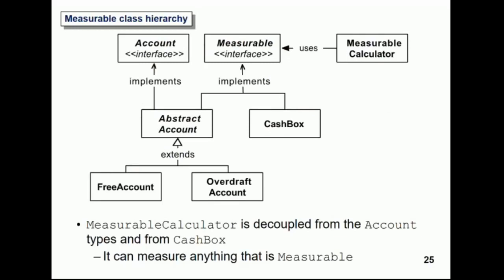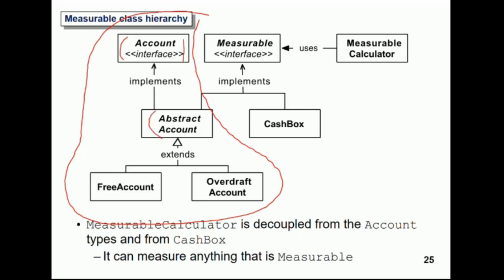So yeah, we end up with this overall class hierarchy. So this is our accounts, our bank accounts. Our account interface, I've got our abstract account, which implements the accounts, but it also implements measurable. Therefore, everything from abstract account downwards implements measurable, so it has that behavior of being measurable. But notice what we talked about before. This is our public interface, and it's not measurable.